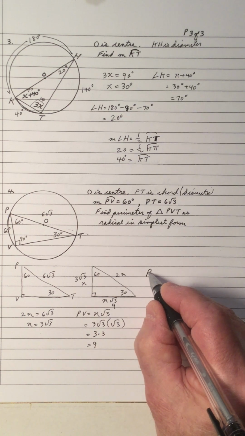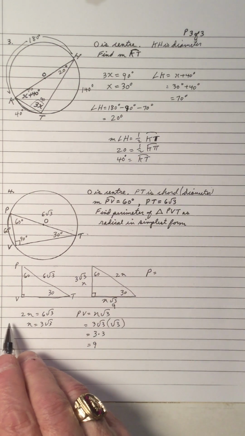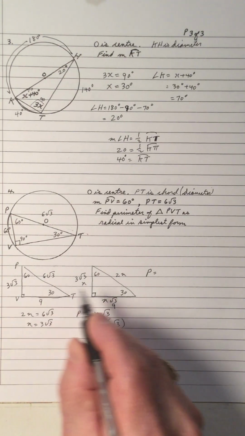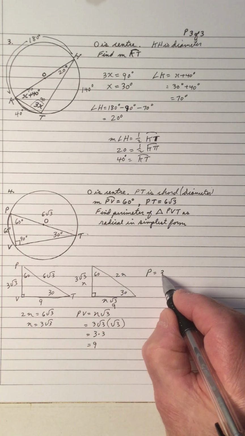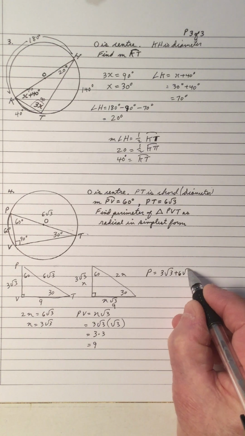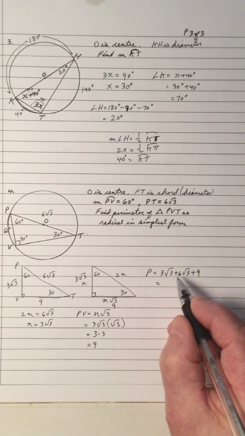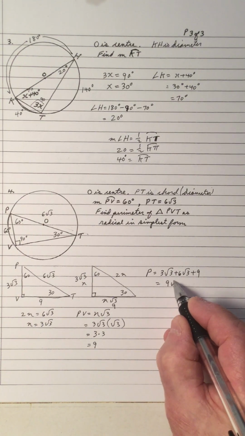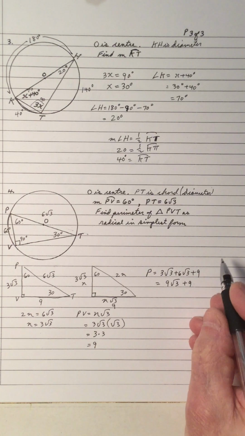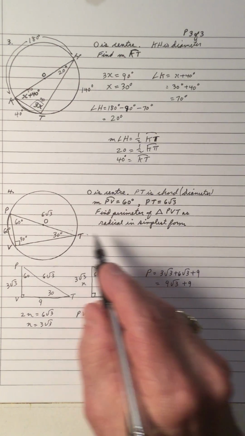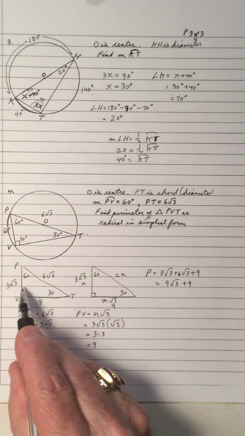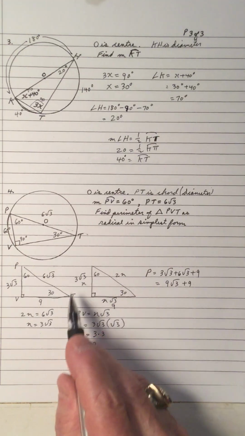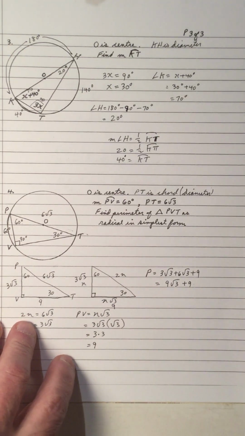The perimeter of the triangle is the sum of all the sides. So this is 9, this is 3 root 3, and this is 6 root 3. So the perimeter is 3 root 3 plus 6 root 3 plus 9. Root 3's can add together, so 3 plus 6 is 9 root 3 plus 9. That's the exact perimeter of this triangle. Notice I drew a similar triangle with n, 2n, n root 3, matched up the sides, and then added them to get the perimeter.